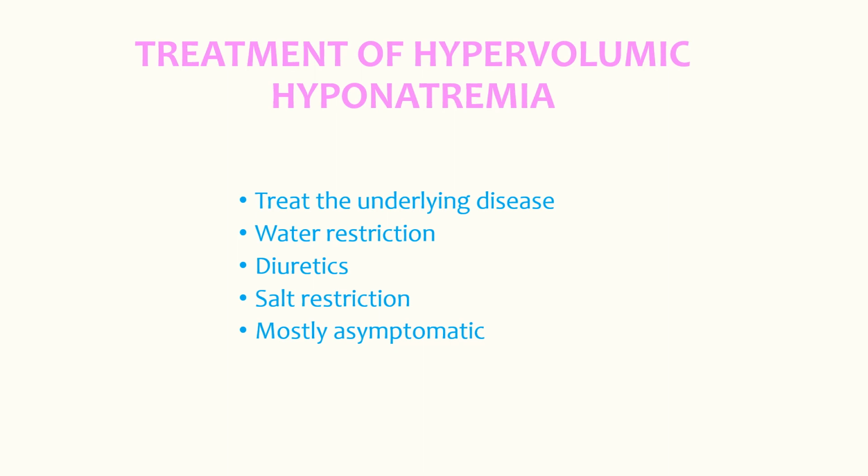asymptomatic because this hyponatremia develops very slowly. It is mostly asymptomatic, so rapid correction is not required. Treat the underlying disease, restrict the salt and water, and give the diuretics. That is what we do in CHF, and that is what we do in ascites. And renal failure, you all know, is more or less the same, and if it is really bad, then one has to dialyze.